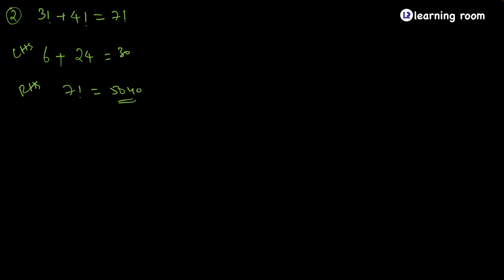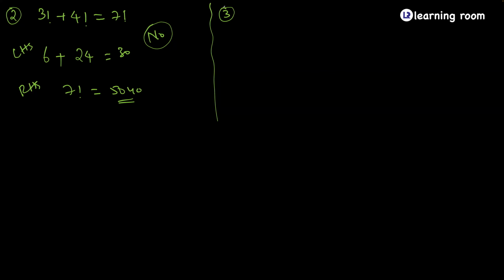The next one is 3 factorial plus 4 factorial equal to 7 factorial. Obviously, the answer is no. That's what we need to show. What is 3 factorial? 6. 6 plus 4 factorial, which is 24. So this is the LHS, which gives us 30. What about the RHS, which is 7 factorial? We know from the previous problem it is 5040. So obviously they both are not equal. Hence the answer is no.